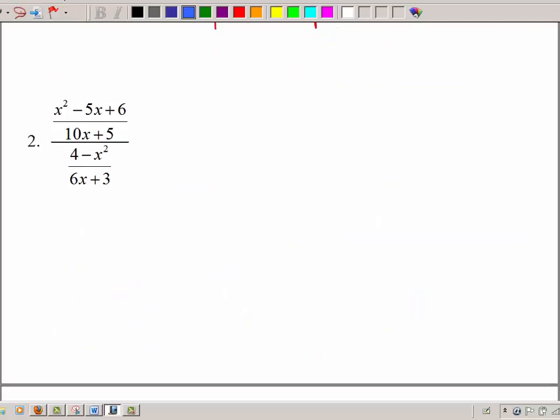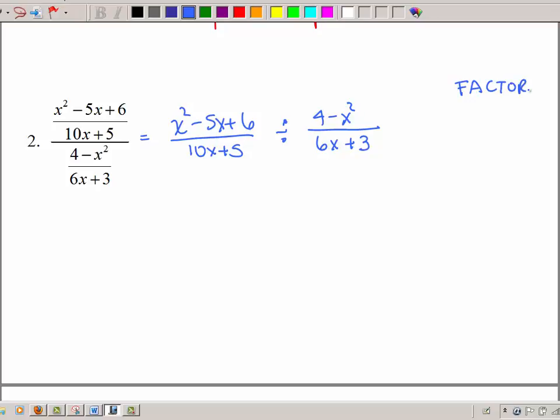Again, I have a single fraction divided by a single fraction, but I don't have monomials anymore. I've got trinomials and binomials. So let's go ahead and rewrite this as division. So we have x squared minus 5x plus 6 over 10x plus 5. And that's going to be divided by 4 minus x squared over 6x plus 3. So now we're just dividing rational expressions.